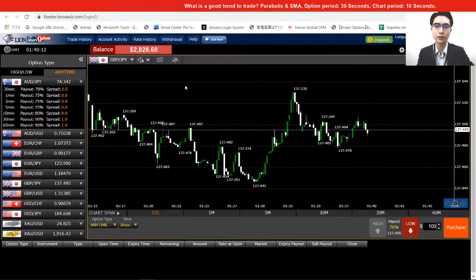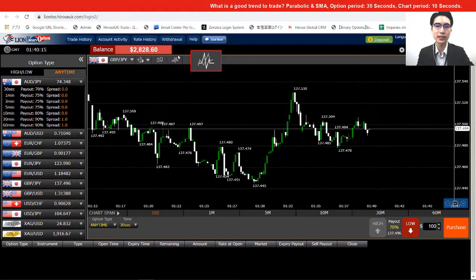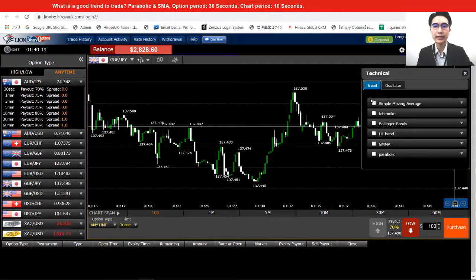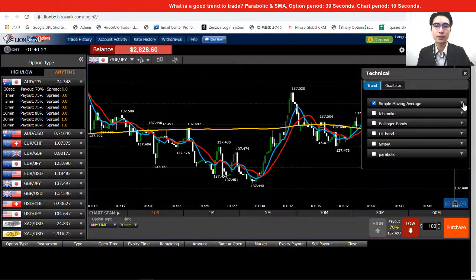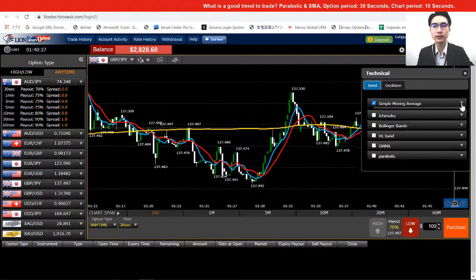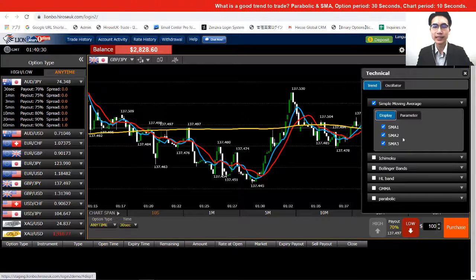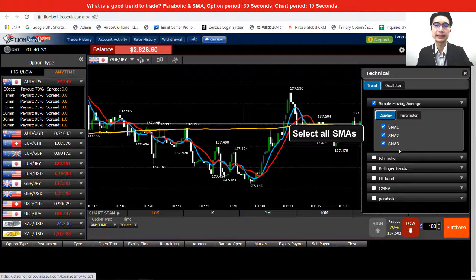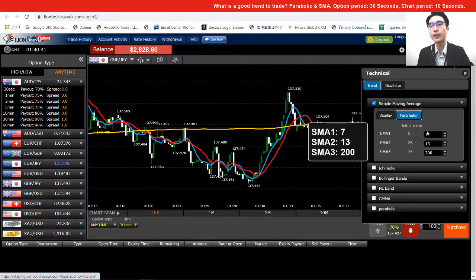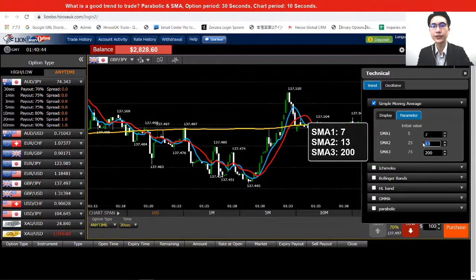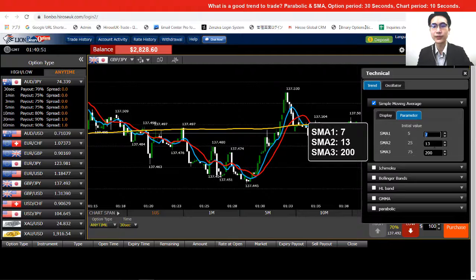Okay, so let's go to technical indicator. Just right there, click on it, and then we will select the simple moving average. Click that. Now we'll open the drop down, go to display, and make sure all three of the SMAs are selected. After that we'll go to the parameter to change the parameter setting. For today again we are using 7, 13 and 200 parameters. So SMA 1 is 7, SMA 2 is 13, and SMA 3 is 200.